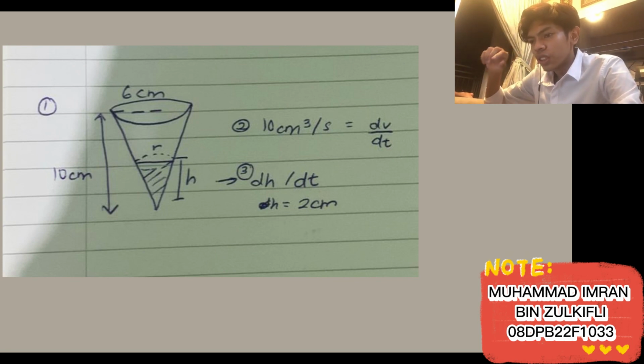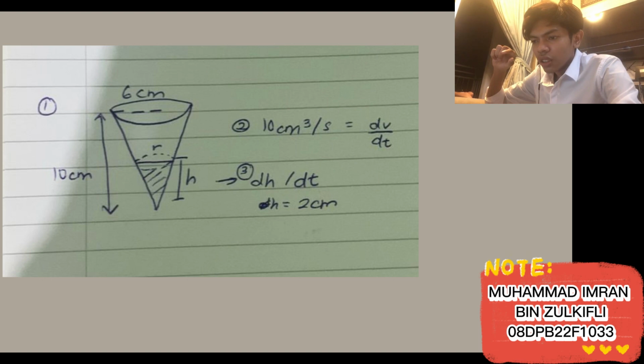It was a cone with a radius of 6 cm and a height of 10 cm. The water flows at a rate of dV/dt, where V is the volume and t is the time. What we need to find is the rate of change of the depth of the water when h equals 2 cm. Can you guess the small radius and small h? Based on what I have, I have drawn it for you guys. So we need to find h.